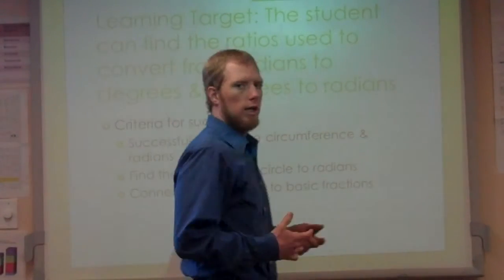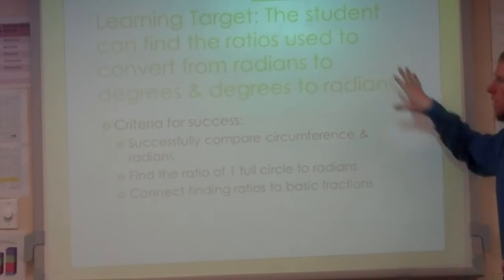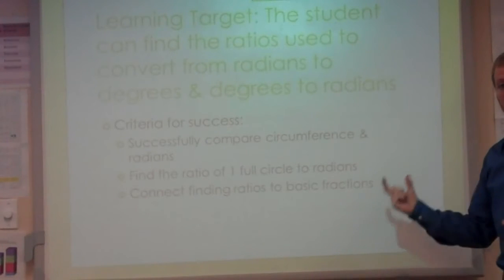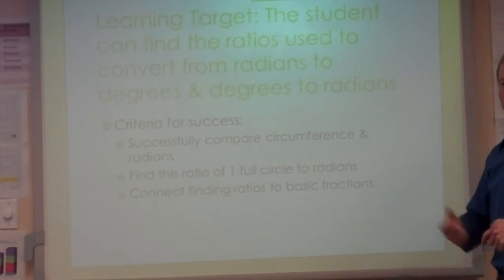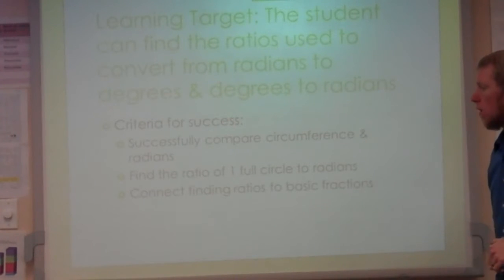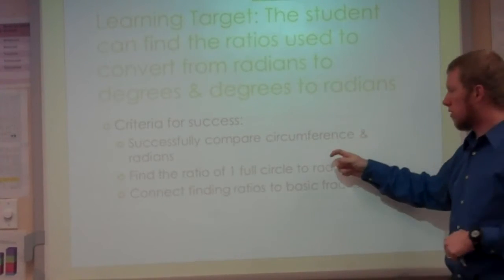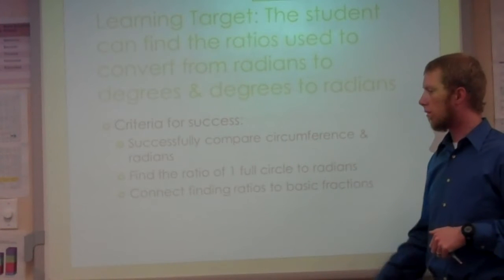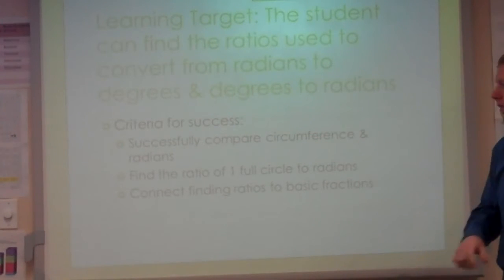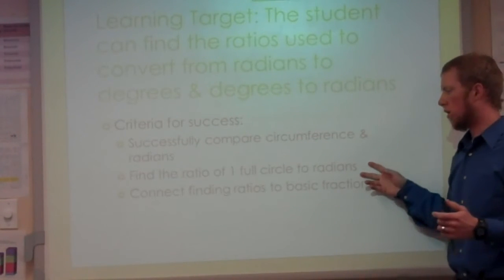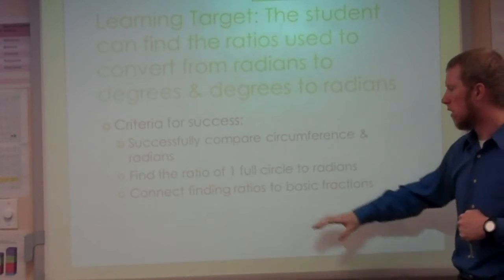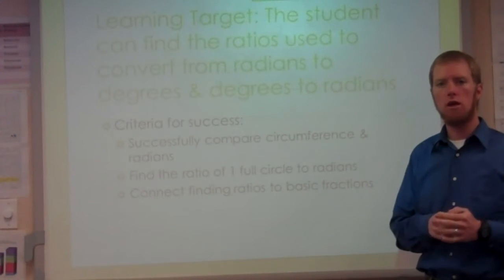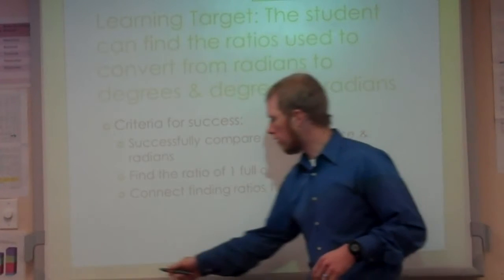So what we're going to look at today, guys, is whether we can find the ratios used to convert from radians to degrees and from degrees to radians. Hopefully we can compare our circumference of a circle, which we know something about, and radians. Find the ratio of one full circle in radians, and connect the idea of radians to using basic fractions.